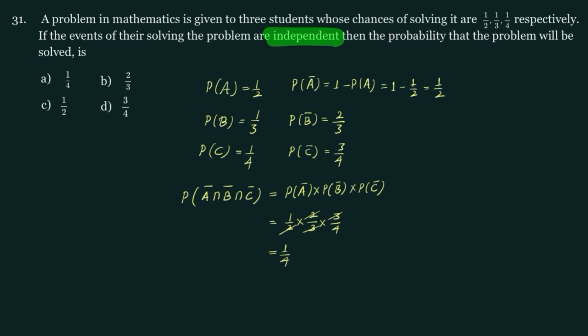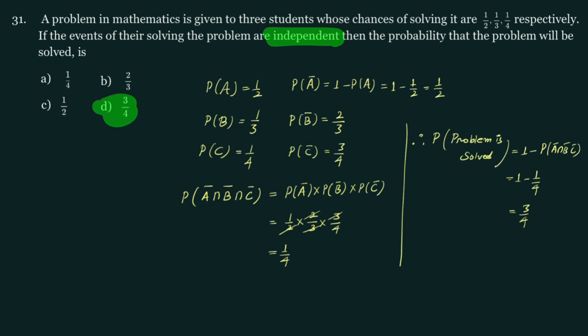But we need to find the probability that the problem is solved. So therefore, probability that the problem is solved will be equal to 1 minus probability that the problem will not get solved. So that means 1 minus 1 by 4 is my answer, which will be equal to 3 by 4. That means the correct option for this question is option number D.